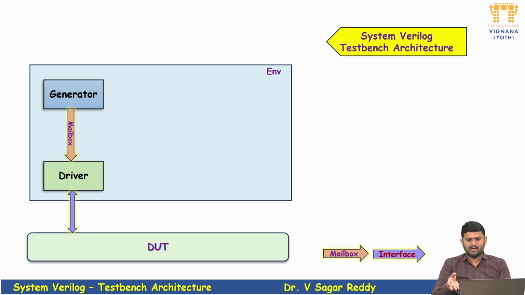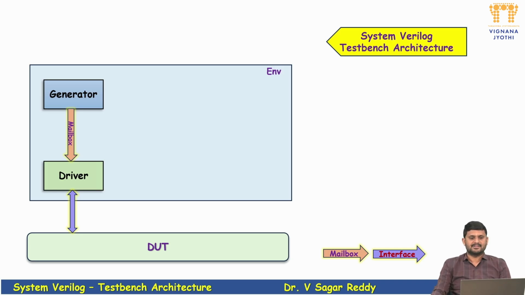Let's talk about both. Here, the mailbox is shown as an orange vertical arrow labeled mailbox. It is a built-in SystemVerilog inter-process communication mechanism, and it works like a message queue. The generator puts a transaction in, the driver picks it up, and both run as separate parallel processes. So the generator keeps producing transactions while the driver is still processing the previous one. It is non-blocking, efficient and clean.